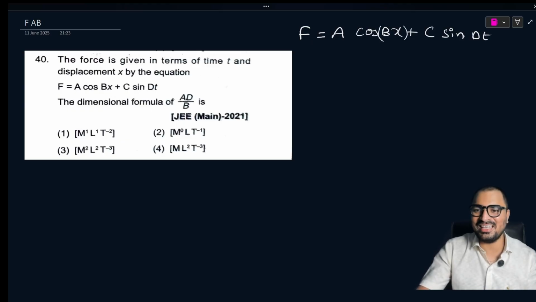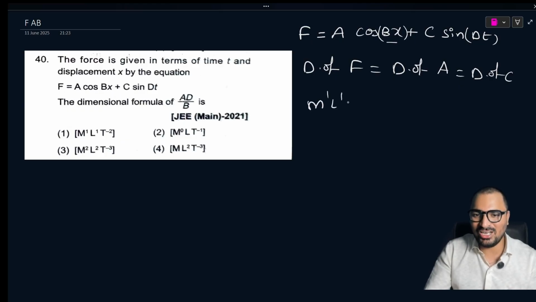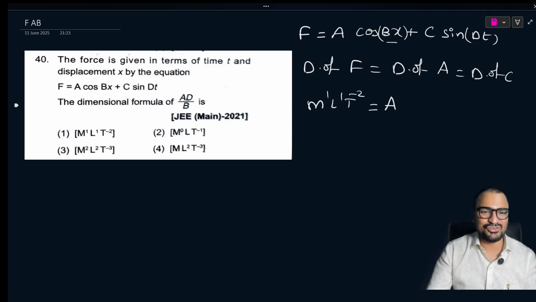So here, cos of something is an angle, sine of something is an angle. First of all, F is a force, so the dimension of F must be equal to the dimension of A. Yes or no? Yes, the dimension of F is equal to the dimension of A, which is equal to the dimension of C, because they are separated with plus. What is the dimension of F? M1 L1 T minus 2. This is the dimension of A. I think in this question there is no need for C. So we got the dimension of A.